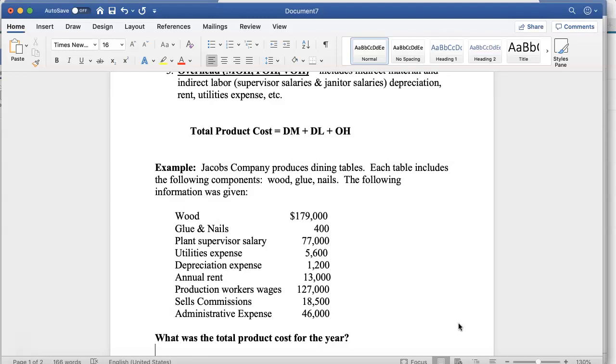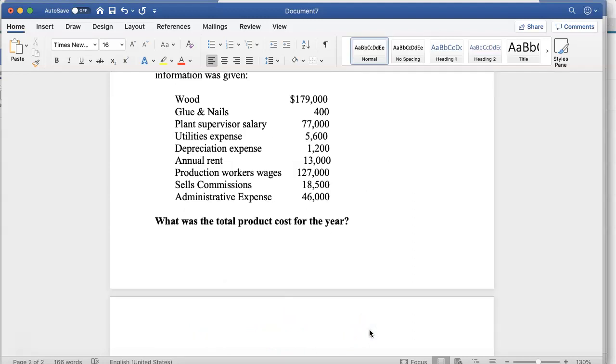They've given us the cost of wood, glue and nails, plant supervisor salary, utilities expense, depreciation expense, the annual rent, production workers' wages, the selling commissions, and then administrative expenses. So let's take a look. What was the total product cost for the year?